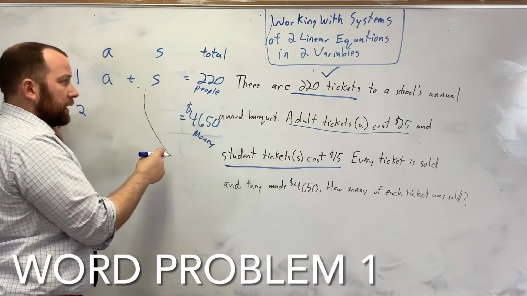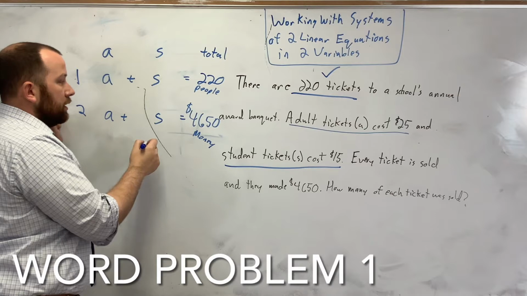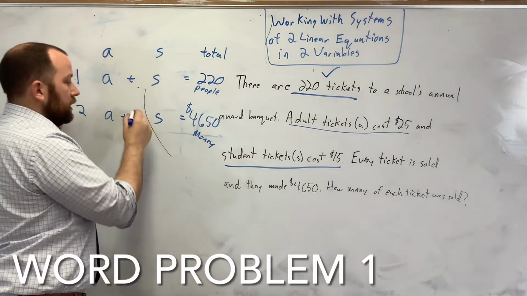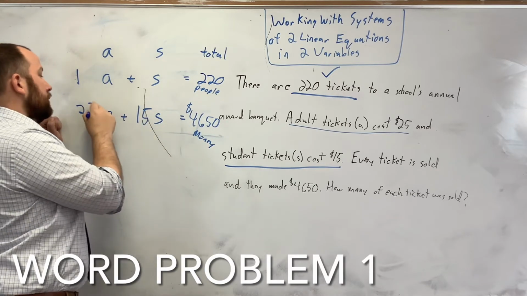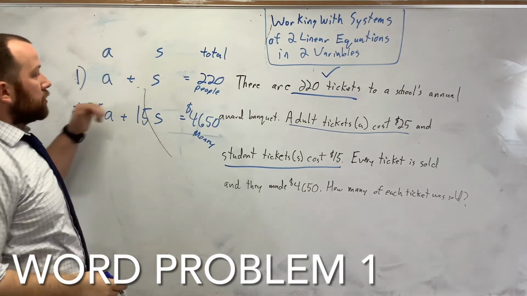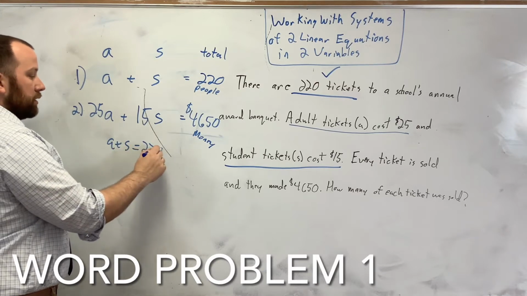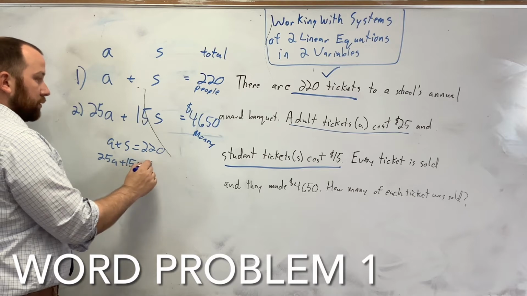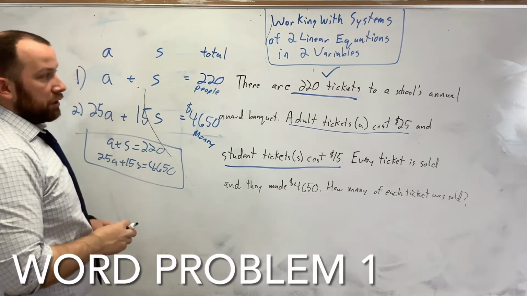Now the trick is the money. So I have adults plus my students, but for every student ticket, how much did it cost? It cost $15. For every adult ticket, how much did it cost? Well, $25. And there you go. There's your 2 equations. So A plus S equals 220, and then 25A plus 15S equals $4,650. That's your system of equations that you need to get out of this.